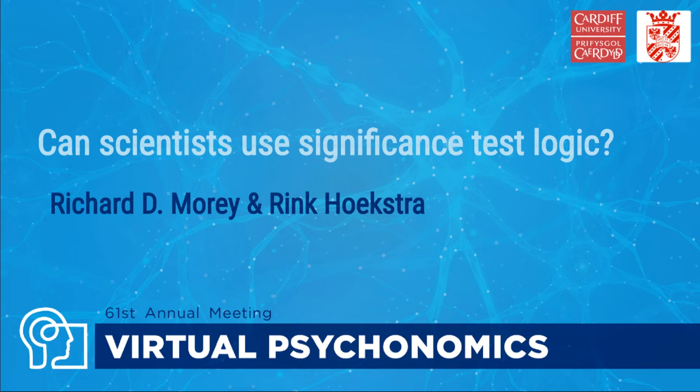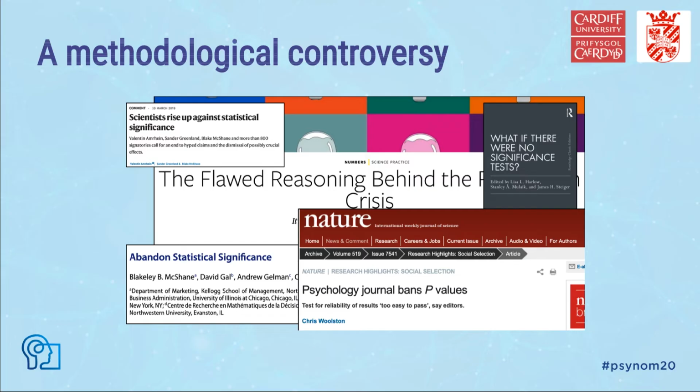Today I'm going to talk about some work that I've done with Rink Hoekstra at the University of Groningen about whether scientists can use significance testing logic while doing a simulated experimental task. I probably don't need to tell you that there's currently a debate about the role of statistical methods in what is often called the replication crisis.